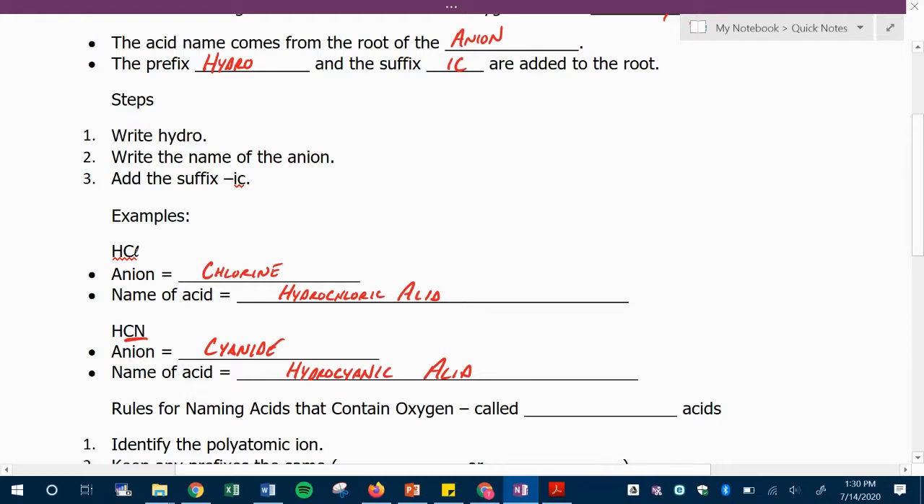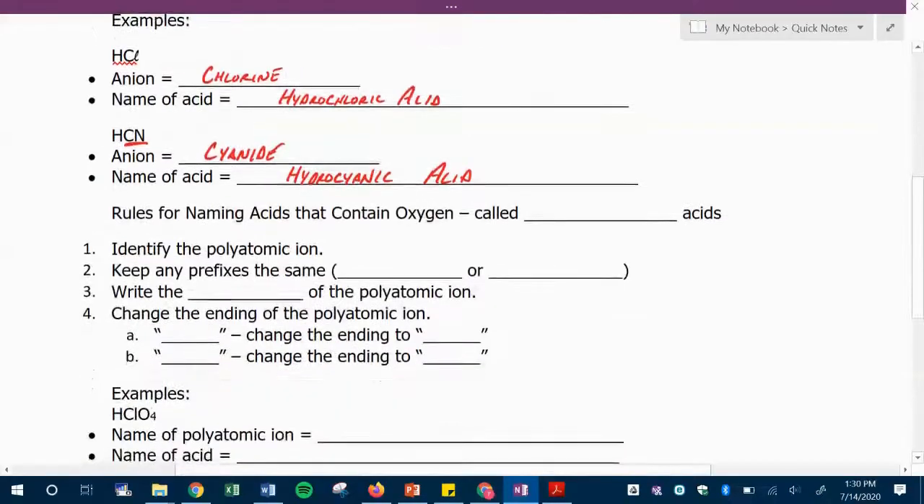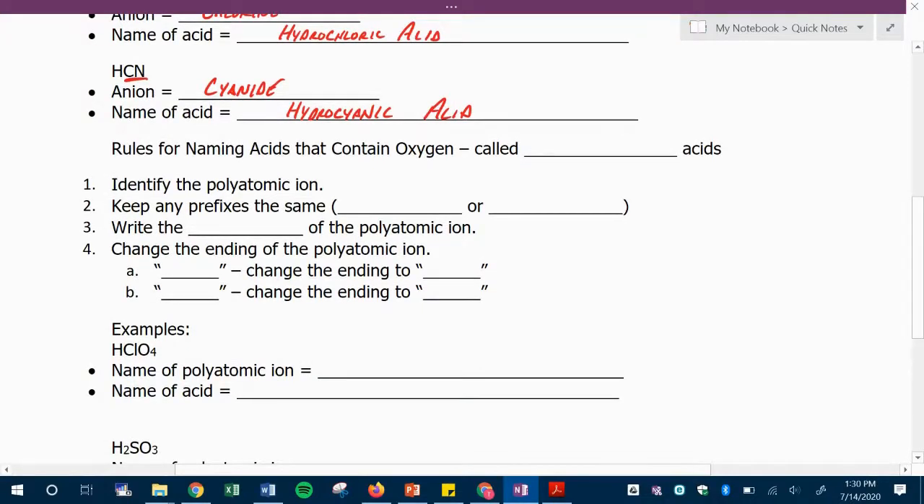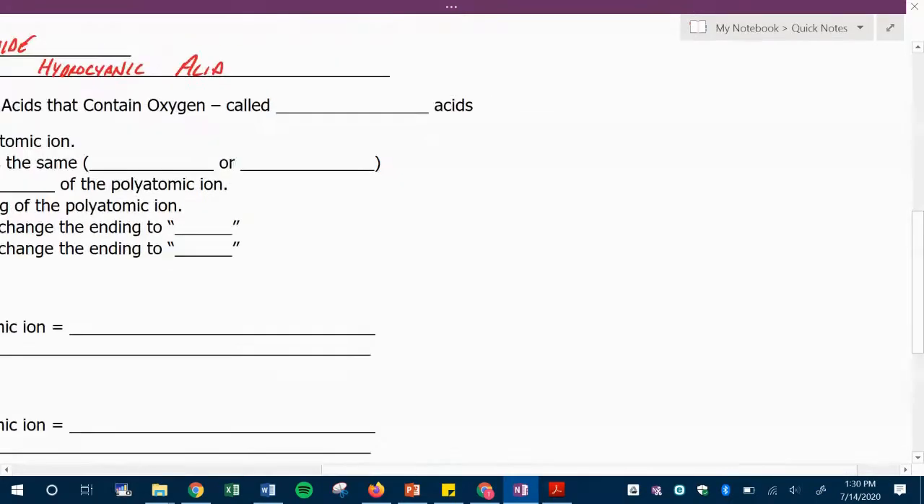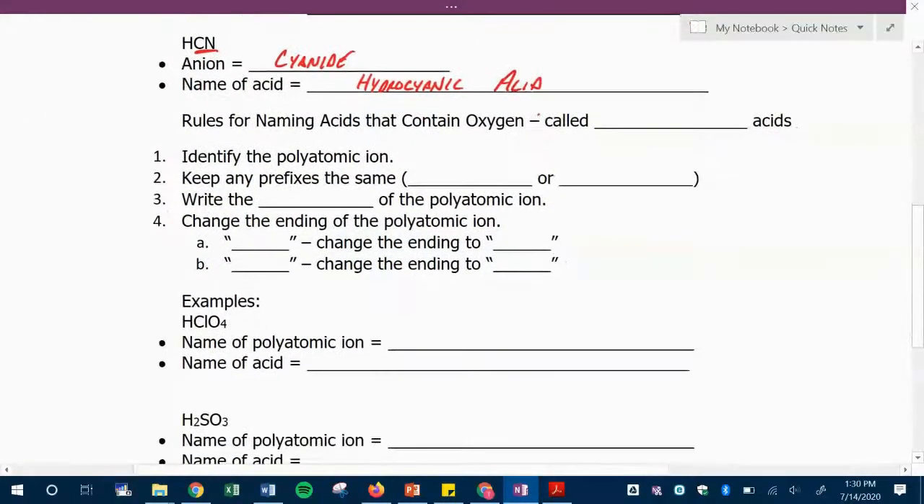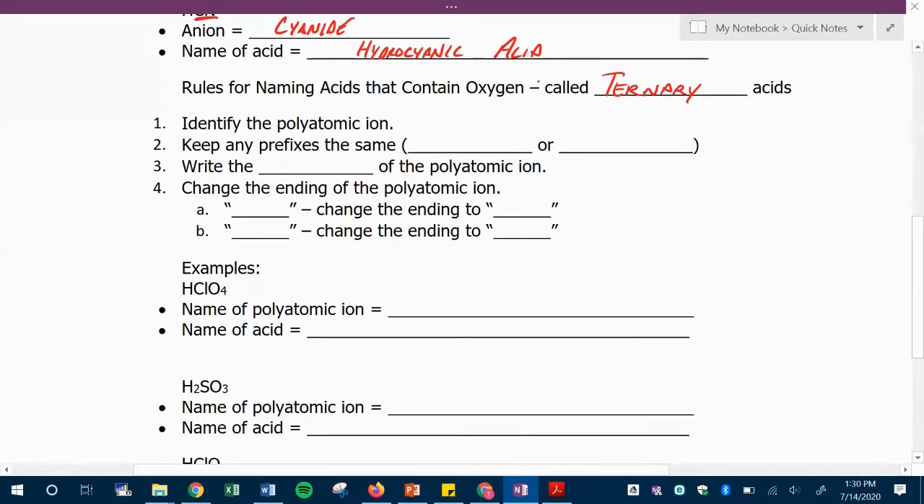All right, so that's the first type. Now the next type, which is unfortunately a little bit trickier, is for all of our acids that contain oxygen. These are known as ternary acids. As ternary acids, pretty much all of these come from polyatomic ions, or the commit to memory page. So make sure that you're looking at that as we go through this part. The first part is to identify what the polyatomic ion is.